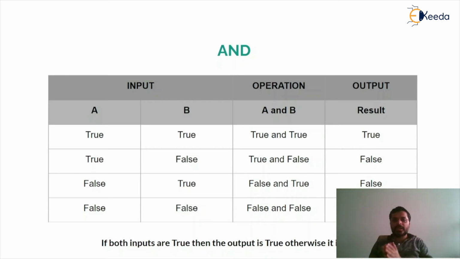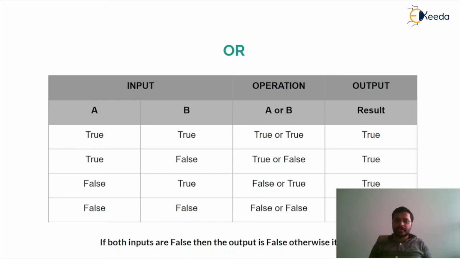So the output that we will see here after using an AND operator is, for true and true input, the output is true. For true and false, the output is false. For false and true, the output is false. For false and false, the output is false. So hence, we can deduce that if both the inputs are true, then the output is true. Otherwise, it is false.